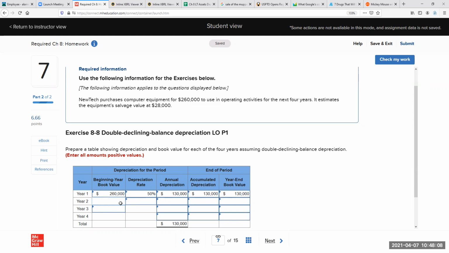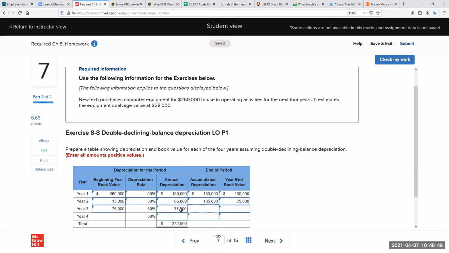So that's also the beginning of your next year. 130. How much do you get a year? 50%. What's 50%? 65,000. What's the accumulated? 130 plus the 65 is 185. So far you paid 260 and you've recovered 185. So what's the book value? It'd be 260 minus the 185 is 75 left. Oops, gotta add my zeros. 75, 50%, 37.5.